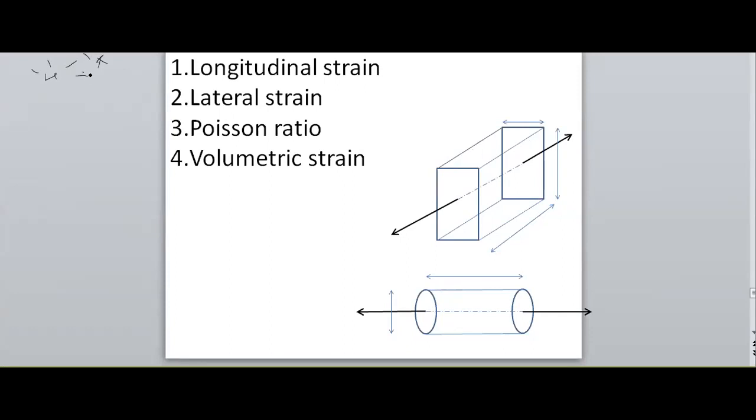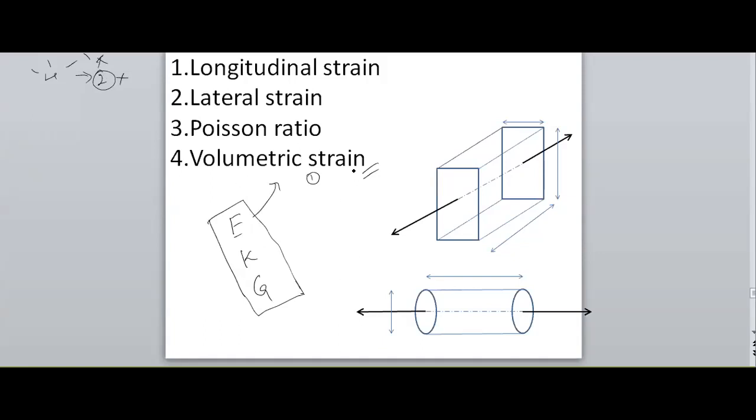And the second chapter. In the second chapter, we have volumetric strain and the relationship between Young's modulus, bulk modulus, and shear modulus. We'll call these elastic constants. So 4 topics need to be completed within this second chapter to close it.